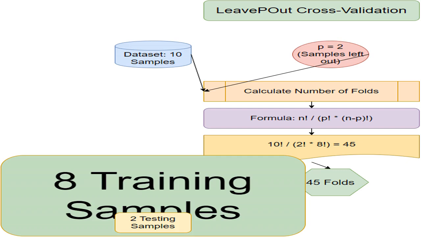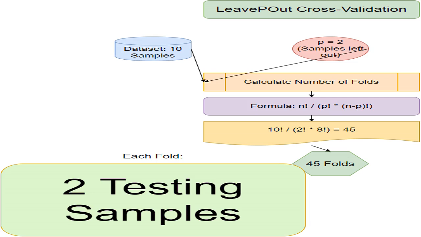In each fold, 8 samples, which is 10 total samples minus 2 test samples, will be used to train the machine learning model. In each fold, 2 samples are reserved to evaluate the model's performance, the test set.